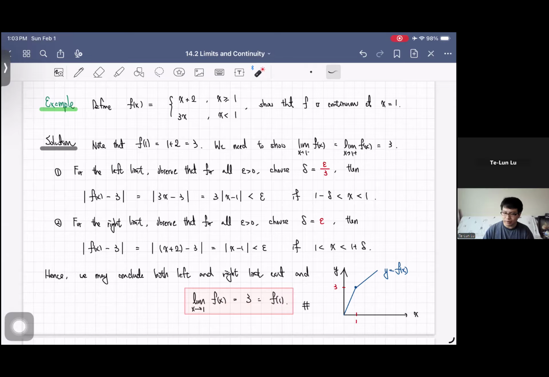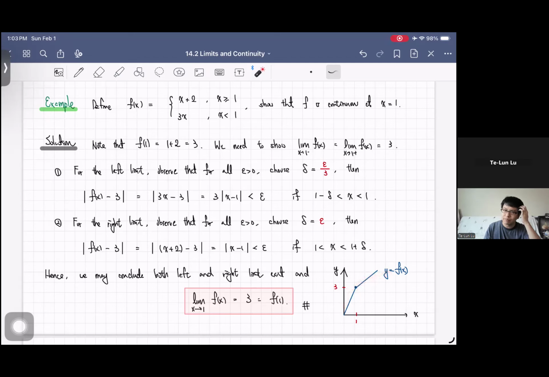So let's start. This will be our first epsilon-delta proof. Say we define this function. This is a piecewise defined function. When x is strictly less than 1, we define it to be 3x, a linear function. Whenever x is larger than or equal to 1, we define it to be x plus 2, which is also a linear function. So it is defined like this, 3x and then x plus 2. We want to show that f is continuous at 1. So let us prove this.